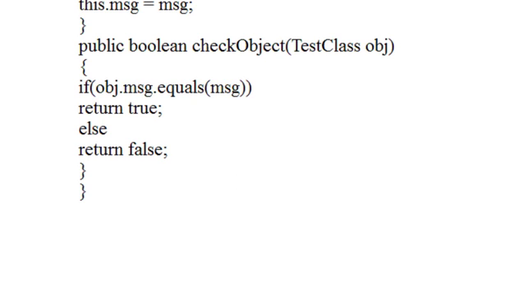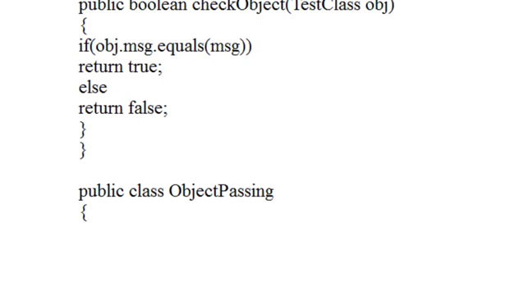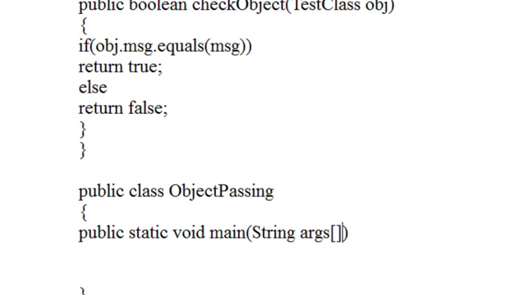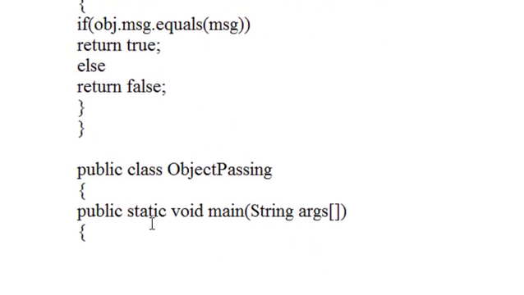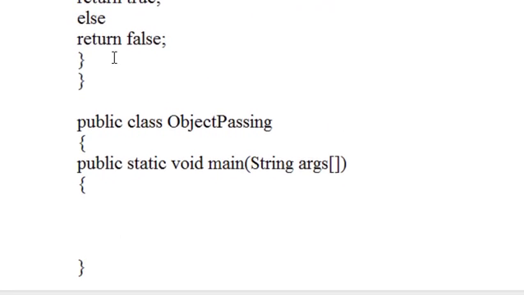Now I am going to create the main class here, public class. I name it ObjectPassing. Of course, that class contains the main method, public static void main. You need to pass the command line arguments here. Okay, I just create a public class and that class contains the main method.